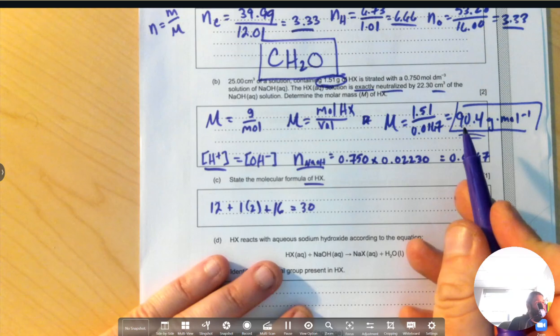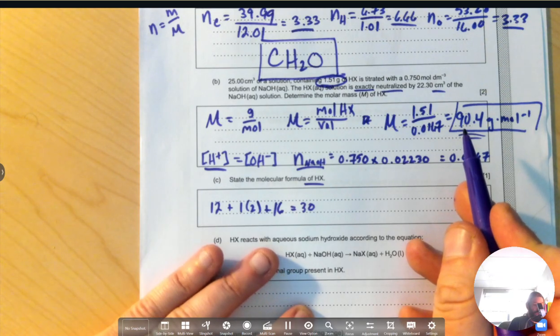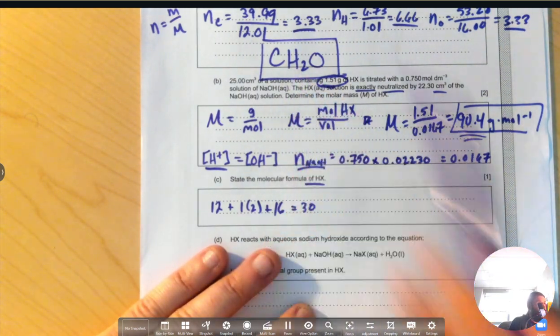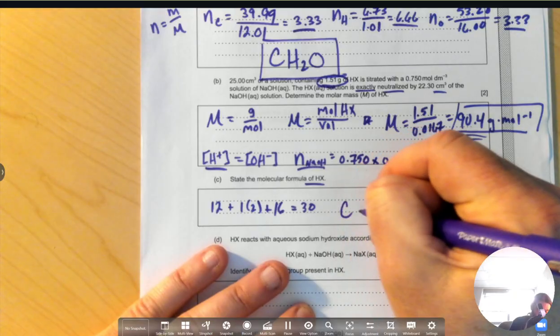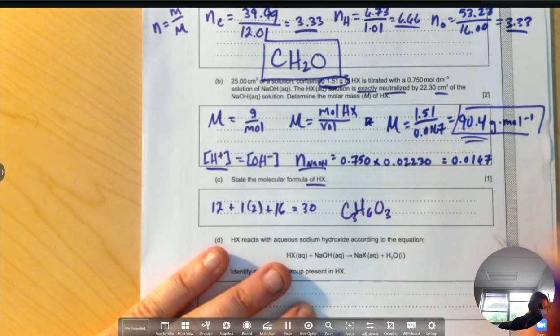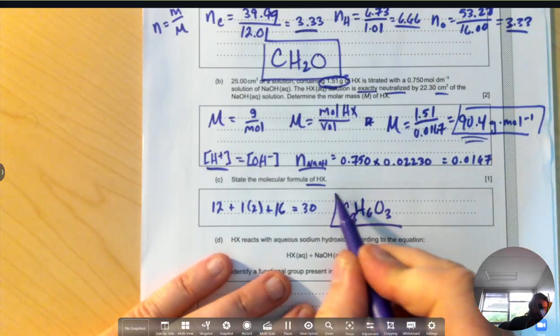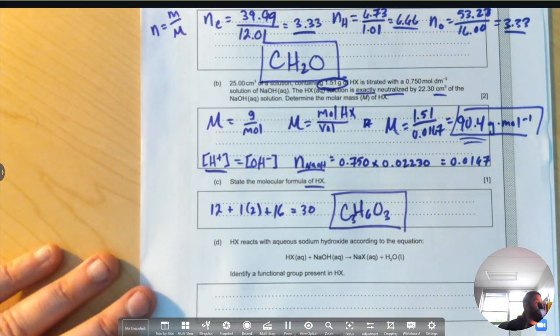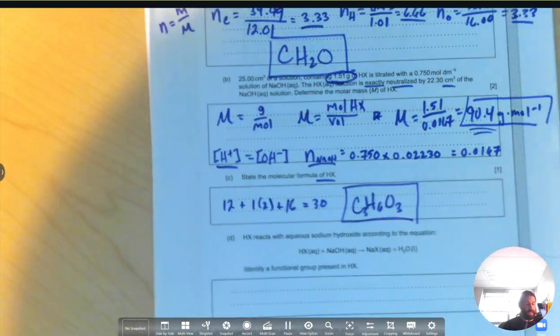That's 3 times smaller than 90. So our molecular formula is 3 times larger than our empirical formula. So the molecular formula is C3H6O3. And there we go.